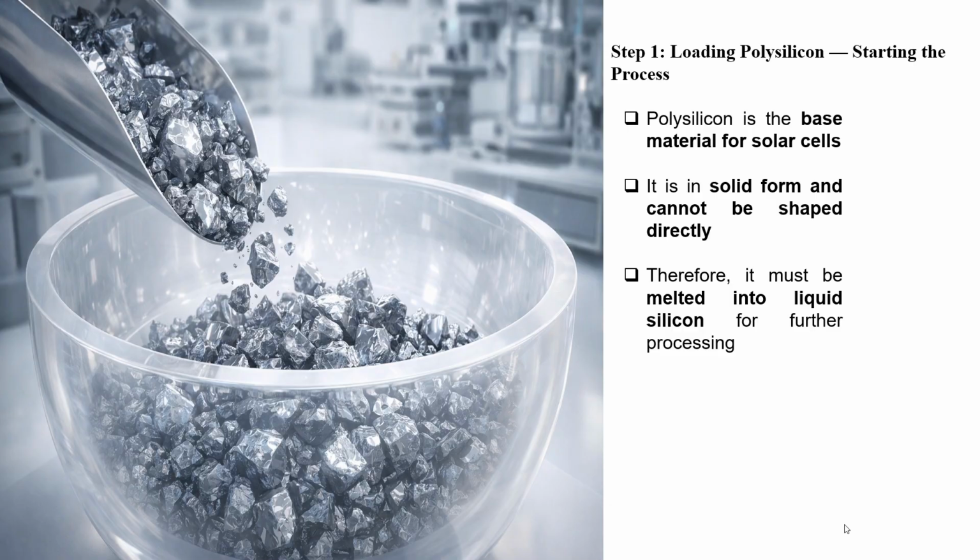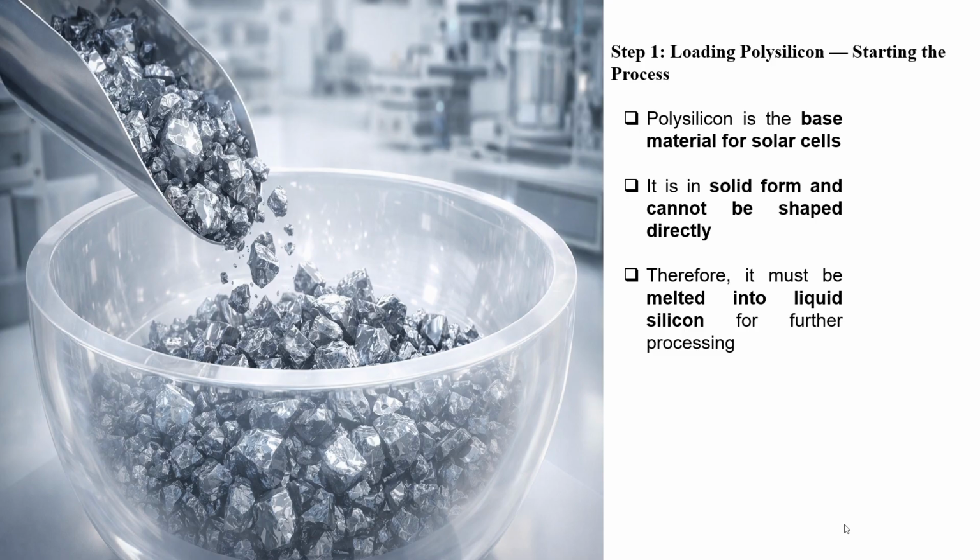Step one is loading the polysilicon. We begin with high purity polysilicon pieces. These are carefully placed inside the quartz crucible. You can see the quartz crucible. Think of this like loading the raw material into the furnace before melting. Why are we doing all this? Polysilicon is our base material, right? But it cannot be directly shaped.